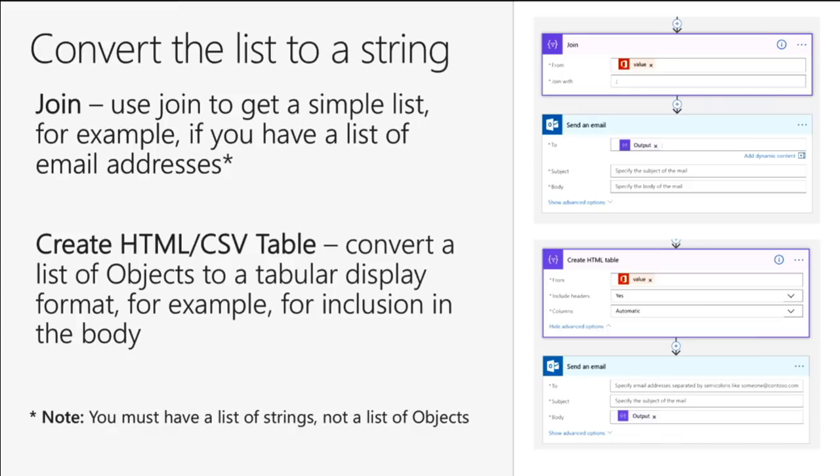Now, if you have an array of objects, however, you can't just combine them together willy-nilly with a string or a comma. So instead, you can convert an array of objects to an HTML table. So imagine that I go and get back a list of users from a group, and I want to send an email saying, here are the users in your group. You can do that with a single action called create HTML table that goes and gets that item, converts the whole list into a simple, beautiful table inside HTML, and sends that email.